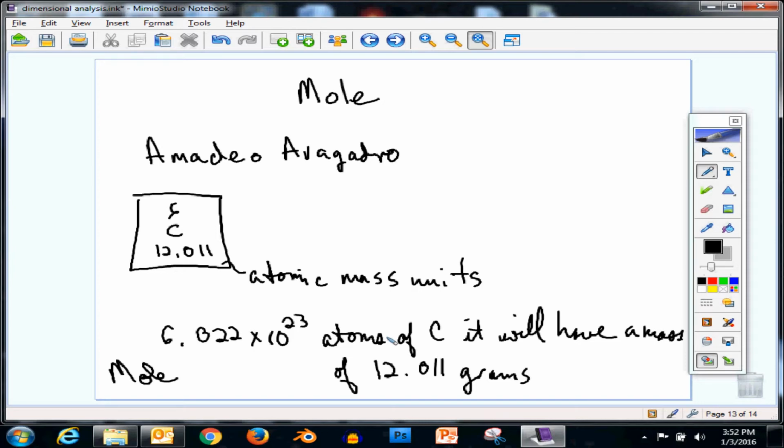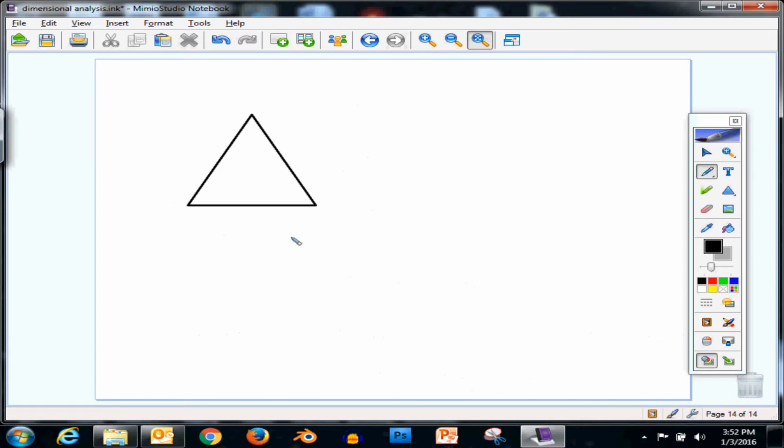If I have that many grams of carbon, that means I also have that many atoms. It also means I have that many moles. So this is like three different units that are all connected together. So the easy way to remember it is the triangle. I always put 1 mole at the top. So if I have 1 mole of carbon, then I also have 12.011 grams of carbon.